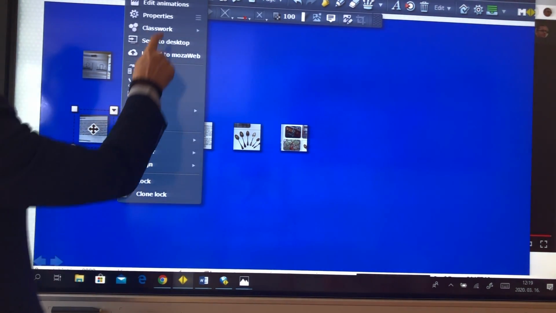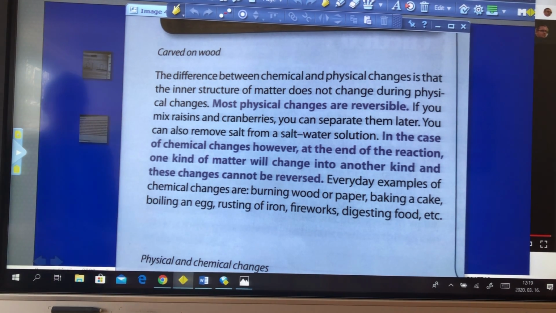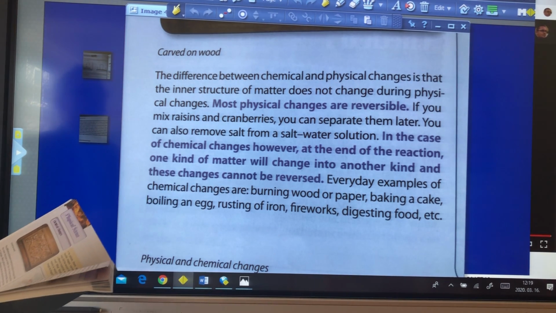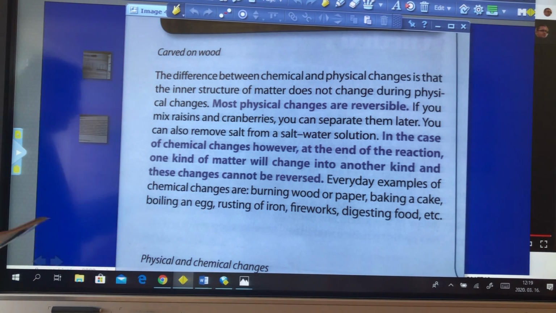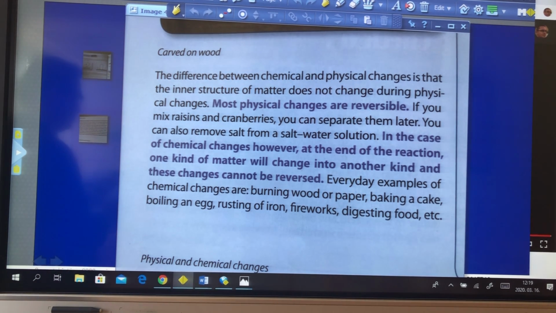And a quick reading from the book. I would like to tell you again the page number so you can read it with me. Page 66. Carved on wood. The difference between chemical and physical changes is that the inner structure of matter does not change during physical changes. Most physical changes are reversible. If you mix raisins and cranberries, you can separate them later. You can also remove salt from a saltwater solution.